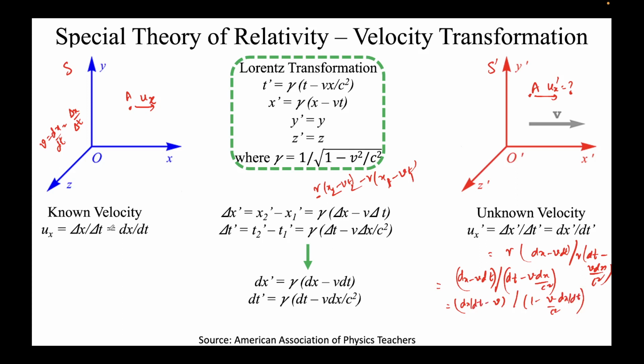Now dx over dt is nothing but ux, the velocity that was given to us. So I'll replace that here, and you get ux prime equal to ux minus v, divided by 1 minus v times ux over c square. This is the formula that we have gotten for ux prime, which is the same as the one in this red rectangle. The only concept we used was the Lorentz transformation formula, which we had seen earlier.